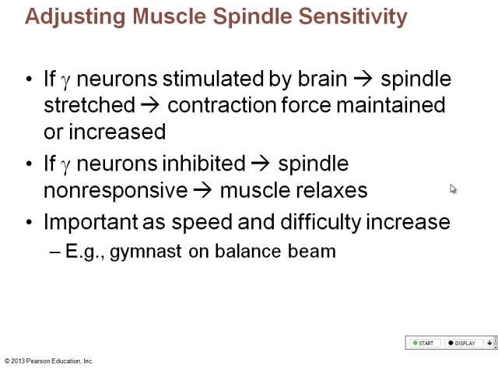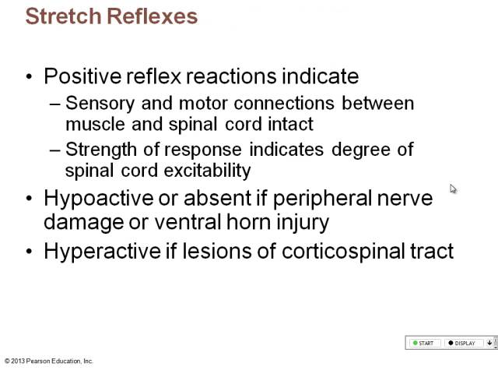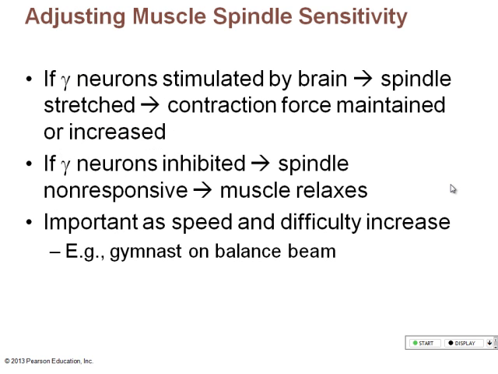Any disruption by lesions, for example, mentioned at the bottom, can cause problems with this movement. So, any gamma neuron stimulated by the brain, spindle stretches, contraction force maintained or increased. If gamma neurons are inhibited, the spindle becomes non-responsive and muscles will relax.